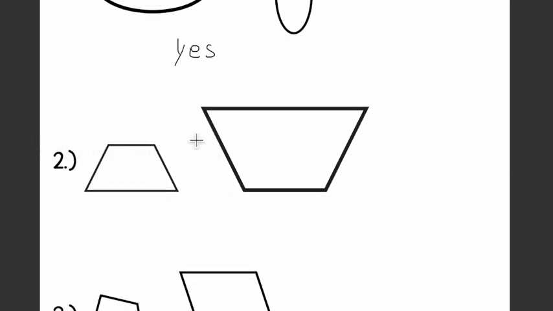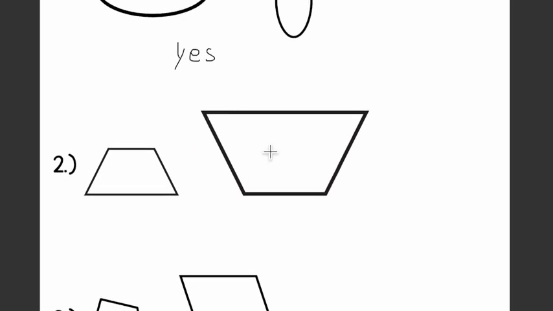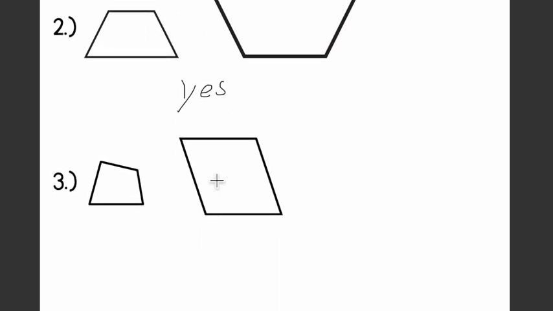Number two, looks like we have two trapezoids. This one's upside down, but it doesn't matter, their angle, so we just put yes. As long as they have the same shape, they're similar. Let's look at number three. We have two quadrilaterals, but this one looks like it's a rhombus because it has four equal sides. This one doesn't. So they're not the same shape and they're not similar. So we put no.